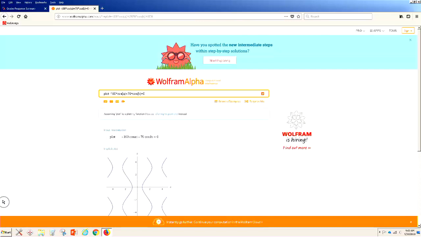Now, we need a second equation, so we just have to plot it. Plot means type in plot. Now, let's see. Let's hope, fingers crossed, 100 times sine A plus 70 times sine B minus 50 equals 0. The crucial moment.